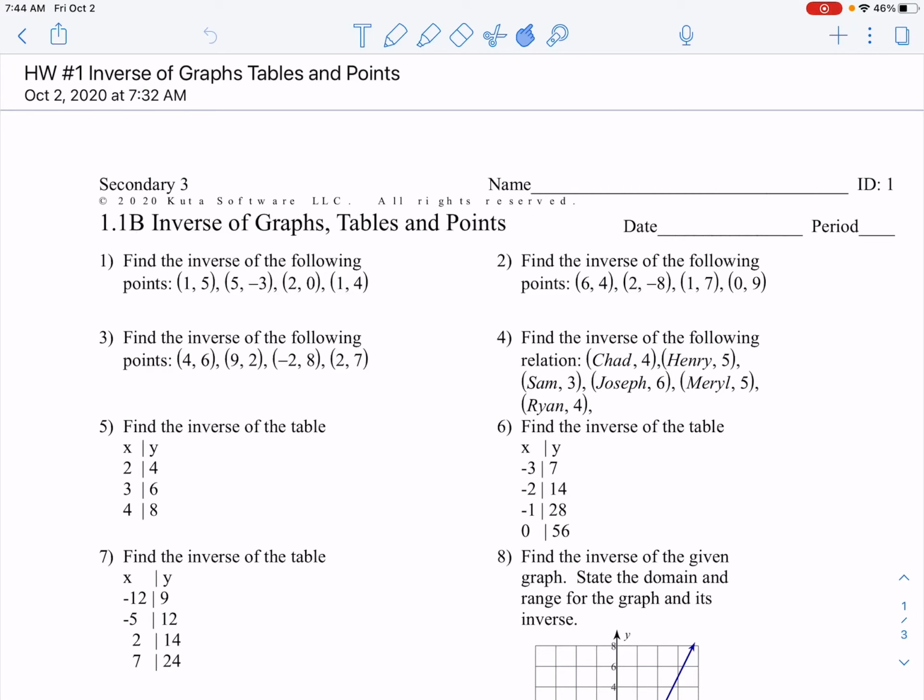All right, here we have this first assignment. Just go over a couple things. Like number 4, how do I do the inverse for Chad 4? Just reverse it and we'll write 4 Chad. Instead of Henry 5, we'll write 5 Henry.